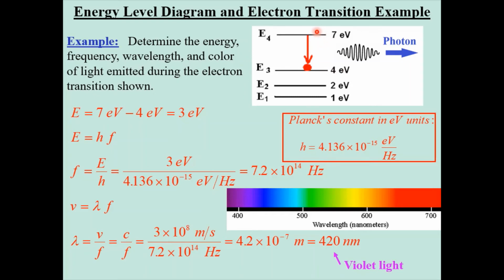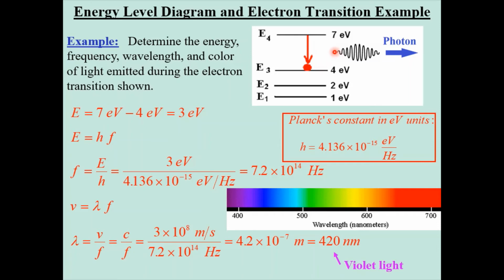And what this diagram shows is there's an arrow going from the 4th level down to the 3rd level. And this red dot right here represents our electron. So this is an electron transition or change from E4 down to E3. And we know when an electron jumps down, it has to emit a photon. This little squiggly line here is our wave packet that represents a photon being emitted by this transition here.